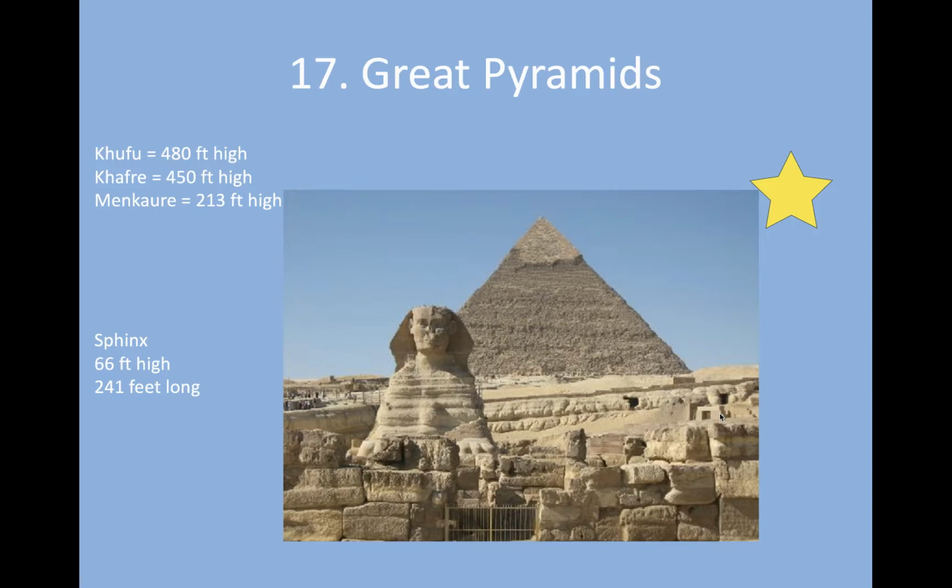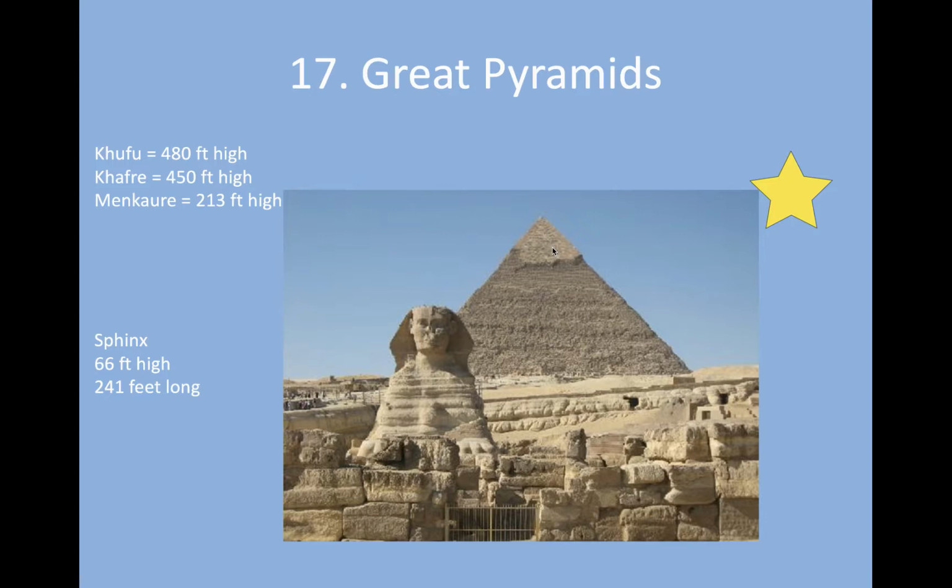Khafre is the one in the middle, and Khafre is the one that has the Sphinx in front of it. And you know that it's Khafre because Khafre has the cap left on top. And so you can see sort of the rough edges of the limestone, and then you can begin to see a little bit of the outside facing, but none of it's as shiny and wonderful as it would have really been.